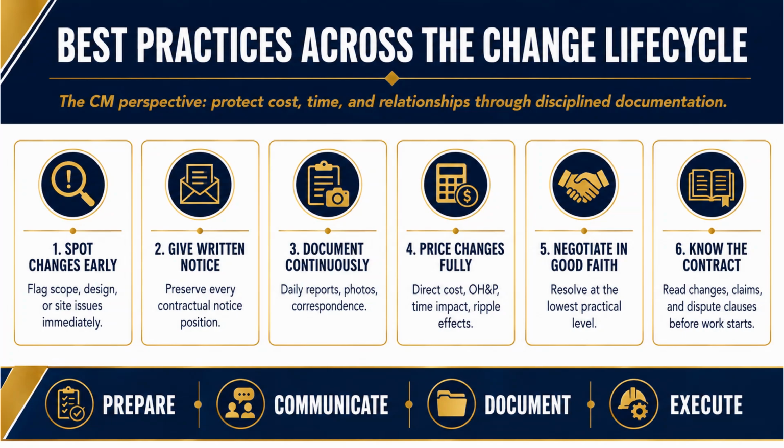It can disrupt the sequence, push other trades, affect the critical path. Price the whole impact, not just the obvious piece. 5. Negotiate in good faith. Resolve at the lowest practical level. That's rung 1 of the ladder. Be reasonable, be fair, work it out at the project level. Good faith keeps you in the change order column.